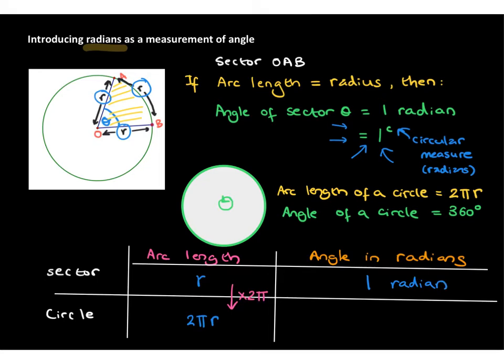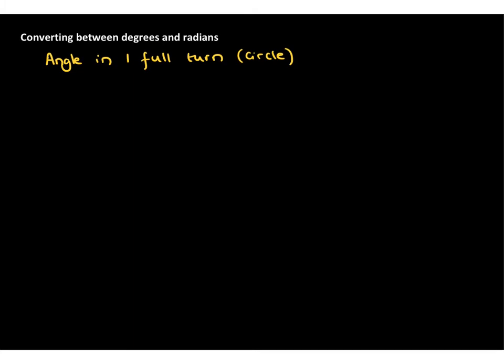So the angle of our sector is 1 radian. Well, if we're scaling up our arc length, multiplying by a scale factor of 2 pi, then we've got to scale up our angle by the same factor and also multiply by 2 pi. So that tells us that in a circle, there are 2 pi radians. So one full turn, a 360-degree turn, is the same as 2 pi radians. Let's just repeat that. The angle in one full turn, the angle in a circle, is 360 degrees, or we can say it's equal to 2 pi radians.